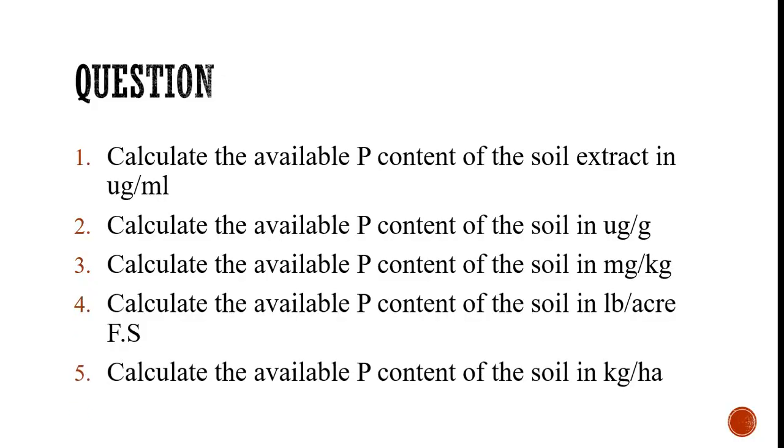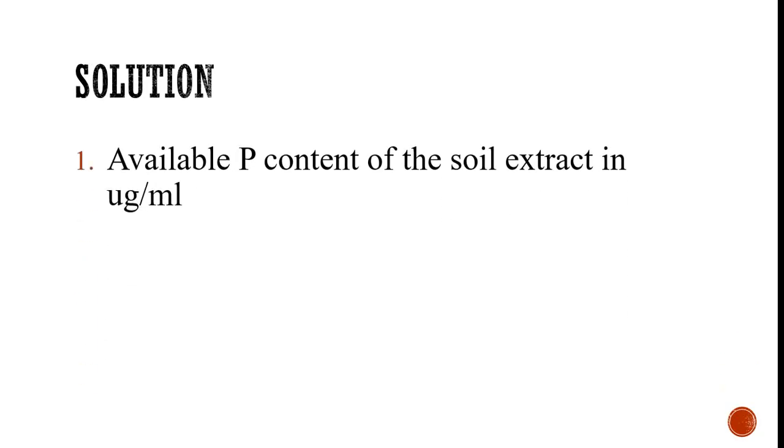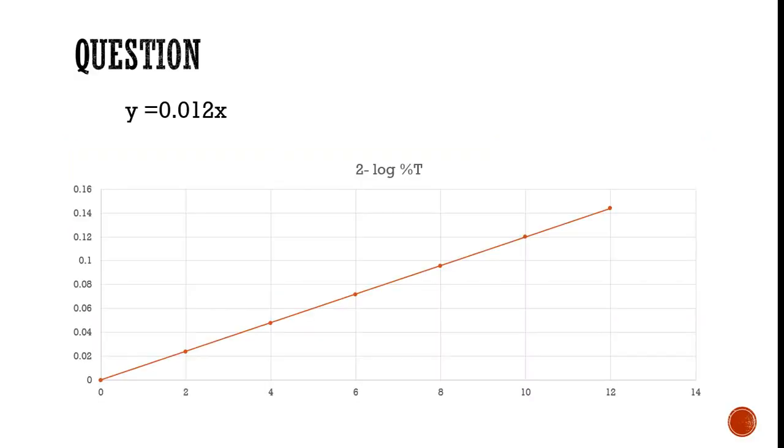Now, let's start by tackling the very first one: the available phosphorus content of the soil extract in micrograms per milliliter. You realize that in the graph, y is the transmission and x is the concentration of the phosphorus content, which is measured in micrograms per milliliter. So if you have different y values and different x values, you could determine the concentration at that particular point where we want to determine the phosphorus content.